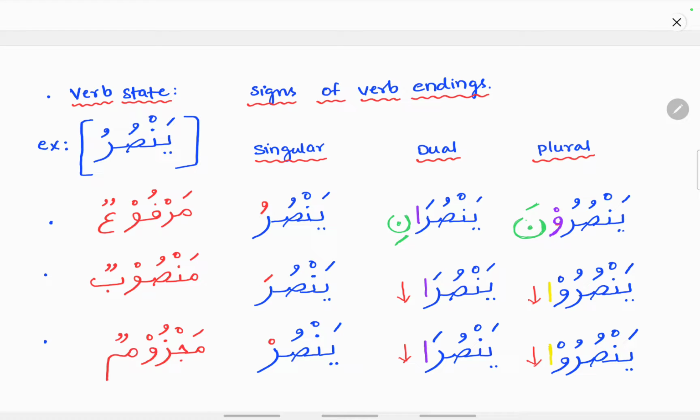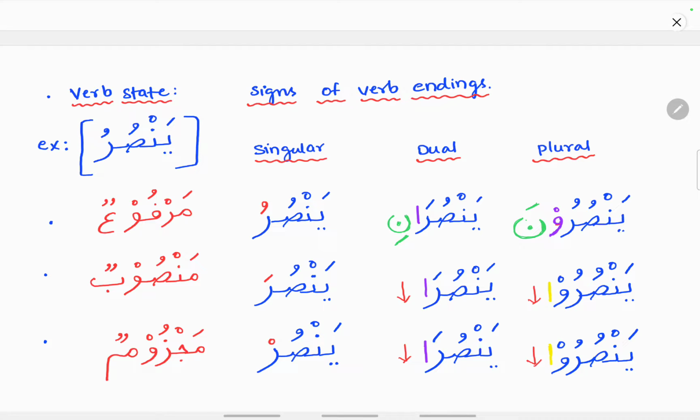Whereas in the plural form, you can see marfu state means noon is present, that is yansuruna. So noon is present. Whereas in the mansub state and in the majzoom state, the noon is dropped. Similar to duals, here also noon is dropped. Once the noon is dropped, the alif is arzi alif, or the temporary alif is being added. You can see here. So noon is dropped both in dual form as well as in the plural form.